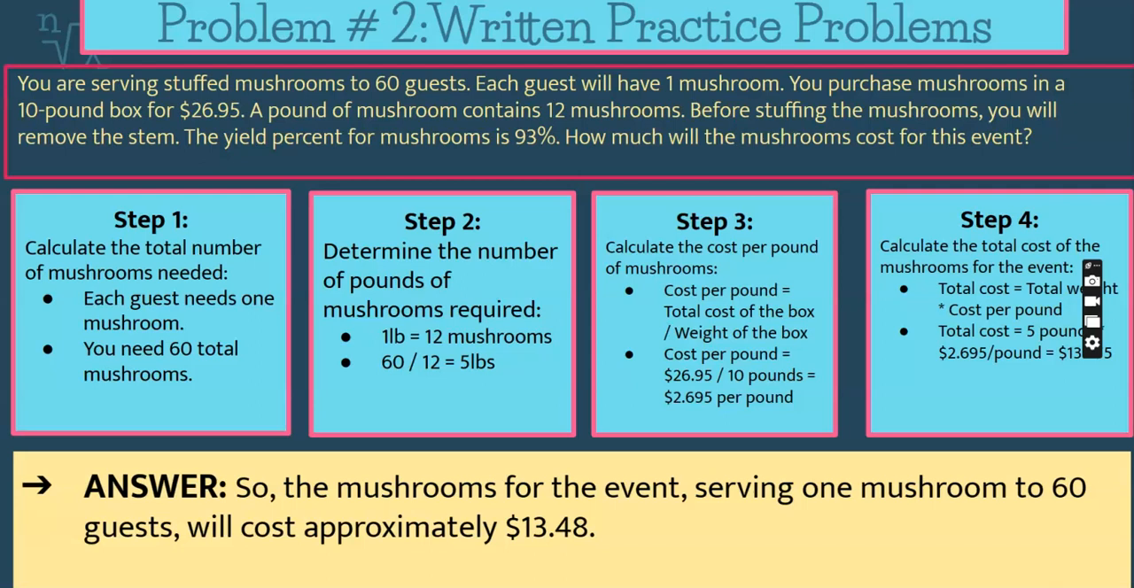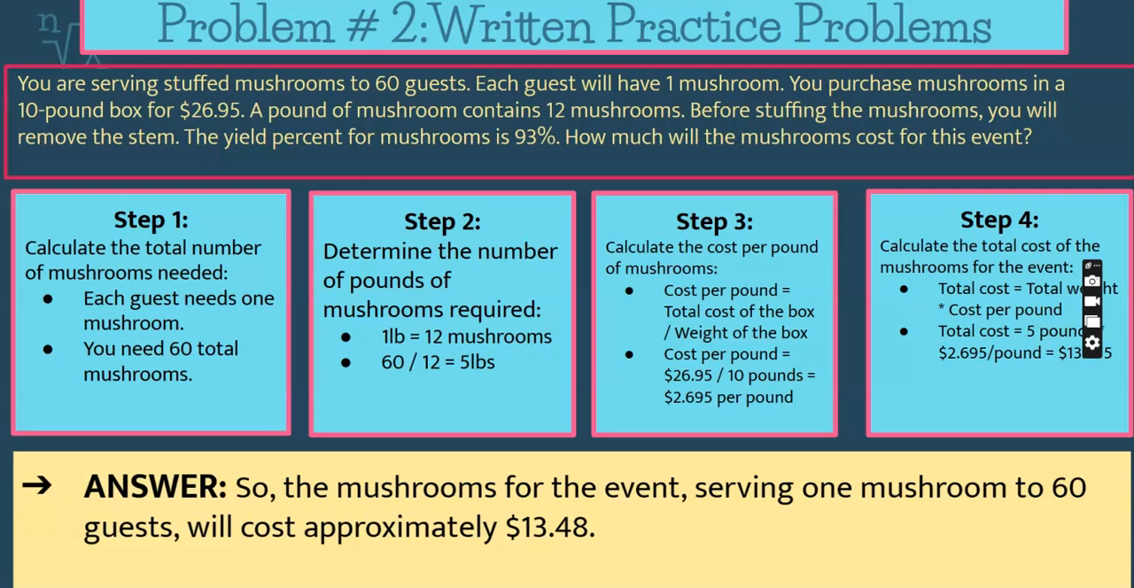Step 3, we're going to calculate the cost per pound of the mushrooms. To do that, you're going to take the $26.95. That's the total cost for 10 pounds, so that's for the whole box. You divide it by 10, because there's 10 pounds in a box, and we get $2.695, which we would probably round up to $2.70, which is why some of us might be off a penny or so. So we're going to say $2.69 and a half, right?